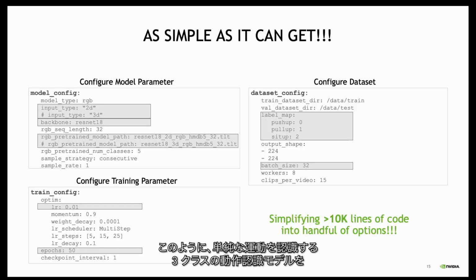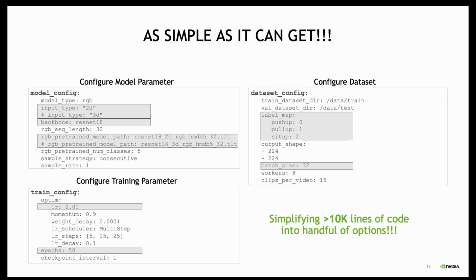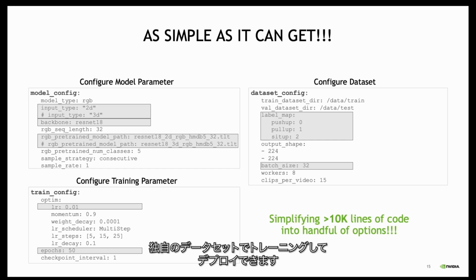I just demonstrated how simple it is to train a 3-class action recognition model to recognize simple exercises. I just have to change the class label. It's as simple as that. No coding, no need to learn TensorFlow, PyTorch, or any deep learning framework. You download the notebook, download the model, bring your dataset, train, and deploy.